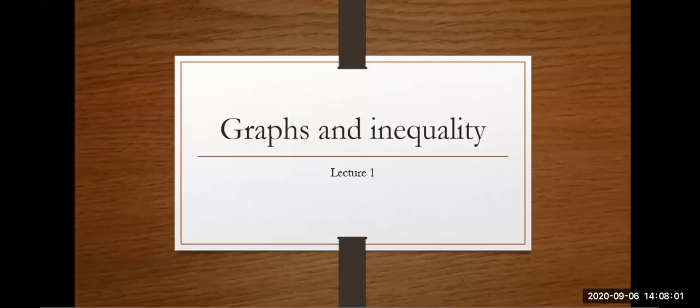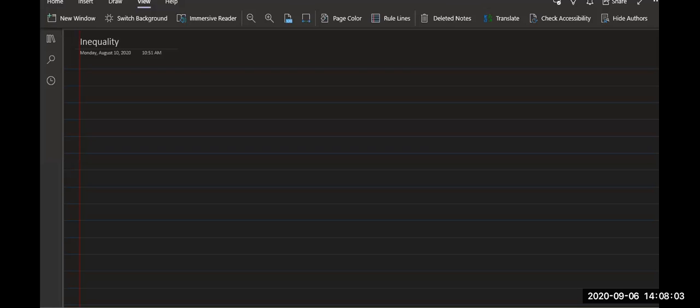Okay, so when we talk about this chapter, when we talk about inequality, what do you think? What do you know about inequality? Tell me. We know about equations, right? Yes.